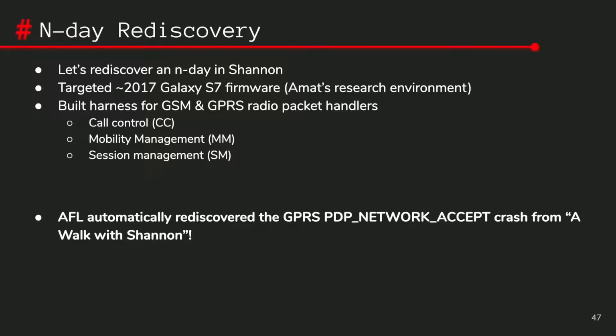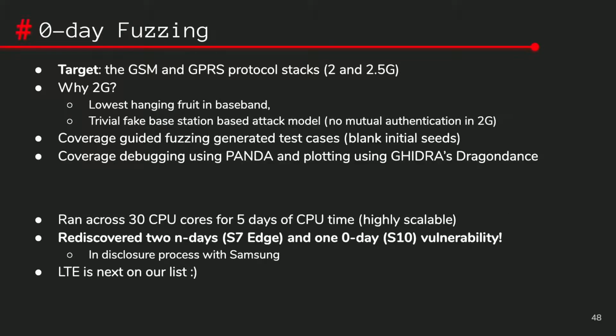So this gave us a lot of motivation, and we had pretty much done some ground truth testing on our emulator. Now to find new things. Once again, our target was GSM and GPRS because, hey, if we find something here, this is the lowest hanging fruit. Why not look at LTE or 3G or even 5G? I mean, at the end of the day, if you're trying to compromise a baseband, you're going to go for the easiest target. 2G is that target, and it is still implemented in pretty much every baseband today. You can do a fake base station attack trivially. There's no mutual authentication, so it's easy to craft any message you like.